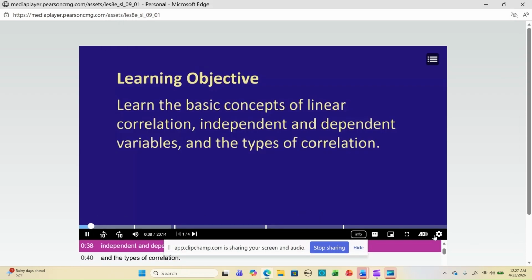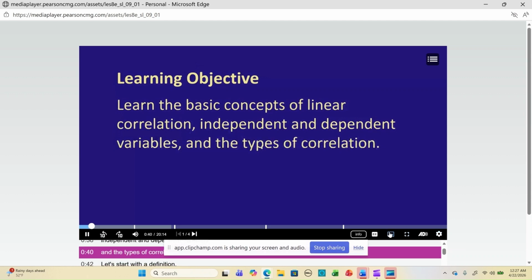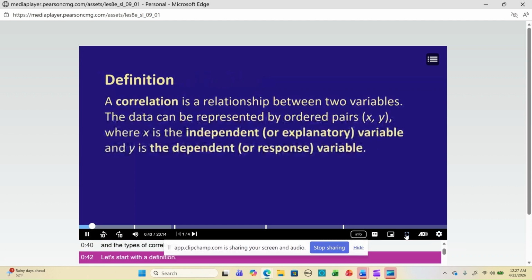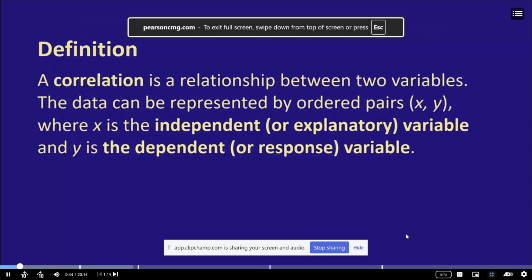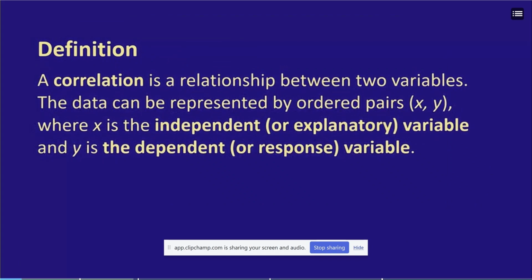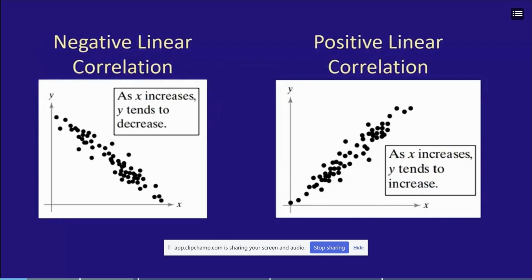Correlation, independent and dependent variables, and the types of correlation. Let's start with a definition. A correlation is a relationship between two variables. The data can be represented by ordered pairs, X, Y pairs, where X is the independent or explanatory variable and Y is the dependent or response variable.